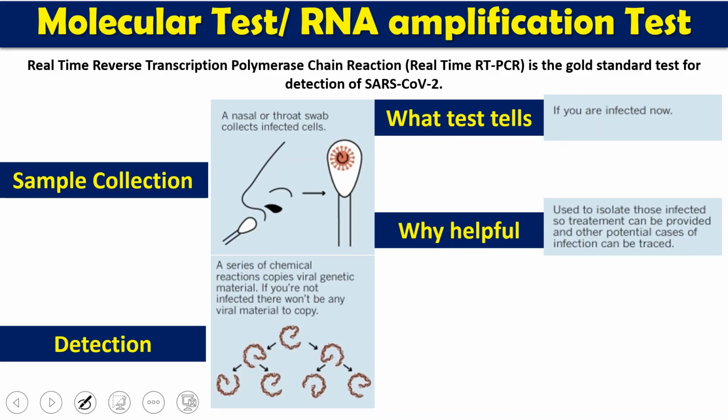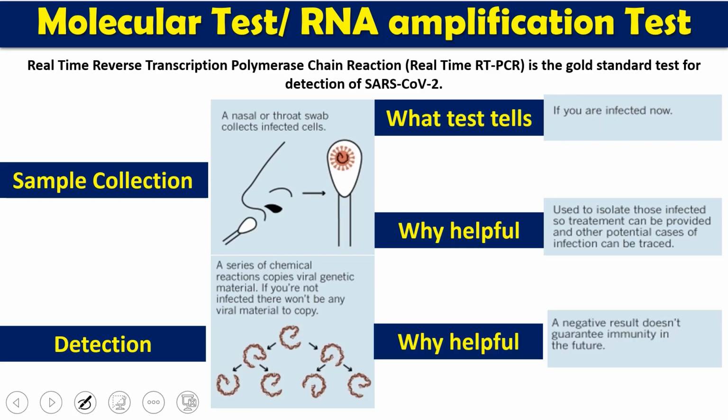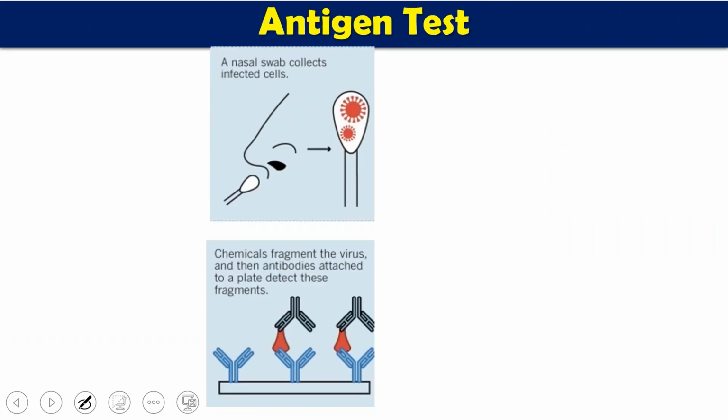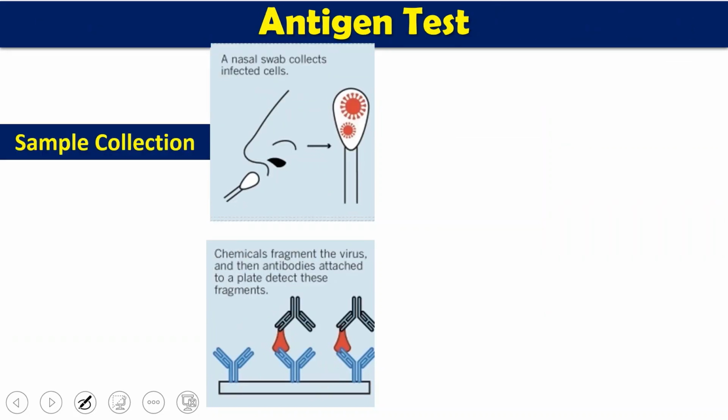Why is it helpful? Because it is used to isolate those who are infected, so treatment can be provided and other potential cases of infection can be traced. We identify who is infected so that they can be segregated, isolated, and treatment can be initiated. A negative result does not guarantee immunity in the future. It means if your RT-PCR is negative, it does not mean you will not get any kind of infection in the future. The second test we have is called the antigen test.